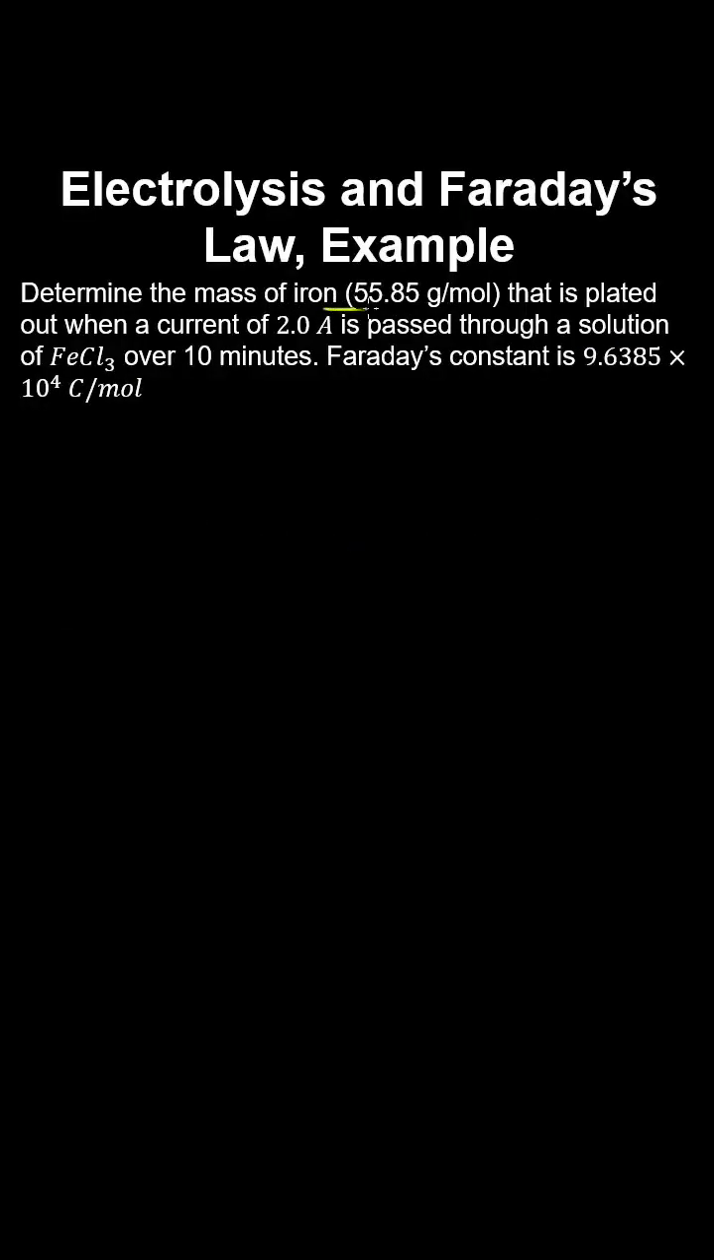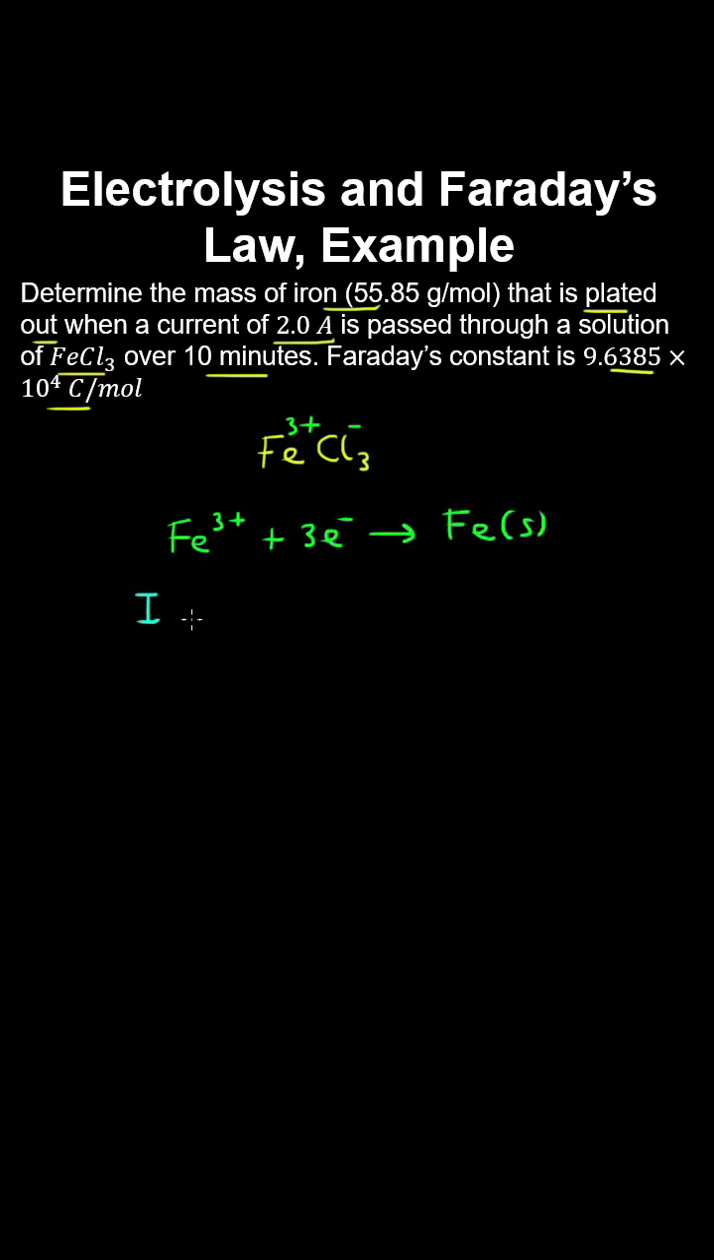Determine the mass of iron that's plated out when a current of 2 amps is passed through a solution of iron 3 chloride over 10 minutes, and we're given Faraday's constant. So here chlorine has a minus 1 charge and iron has a 3 plus charge, so when iron is reduced, 3 moles of electrons are transferred. Now using Faraday's law, the current is the charge transferred on time, which is in coulombs per second, or amps.